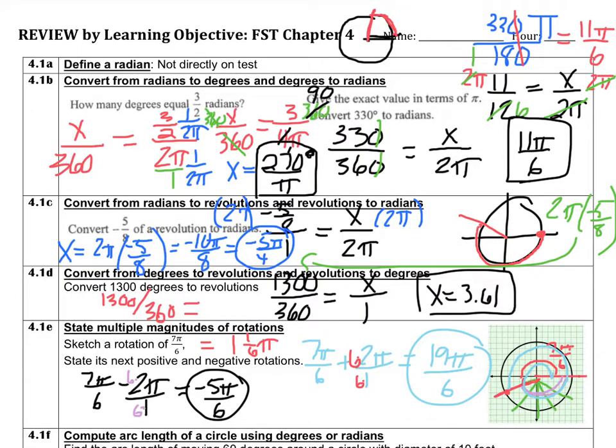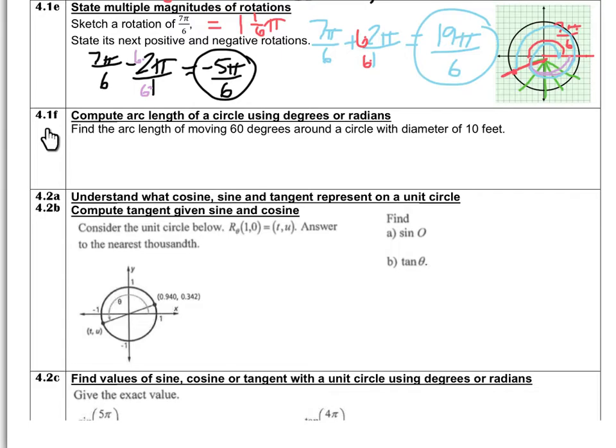The key to this problem is you can continually add pieces of 2 pi's or subtract pieces of 2 pi's to get various answers. 4.1f wants us to compute arc length of a circle using the degrees or the radians. Now here it says find the arc length of moving 60 degrees around a circle with a diameter of 10 feet. Here's what this sketch would look like. So what we have here is, be careful, a circle with a radius of 5 feet, not the diameter of 10. I moved 60 degrees right here in the red, and I want to know the green arc length.